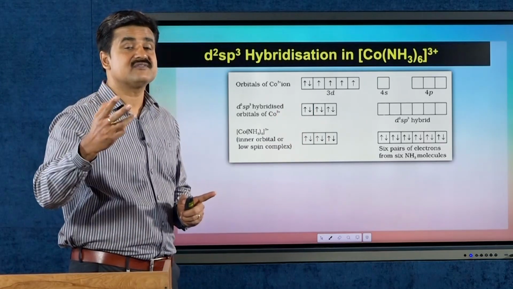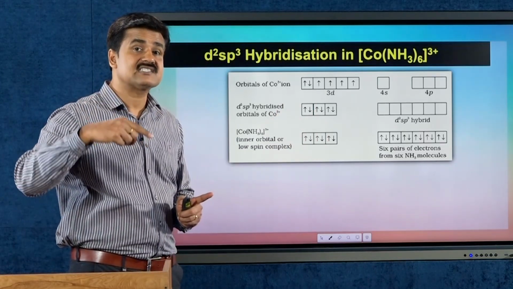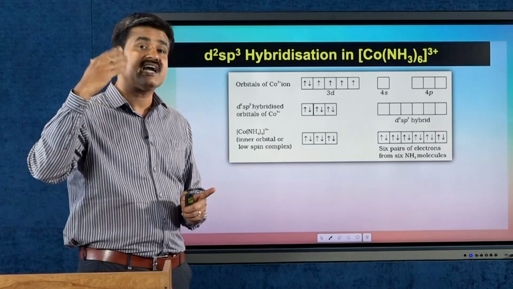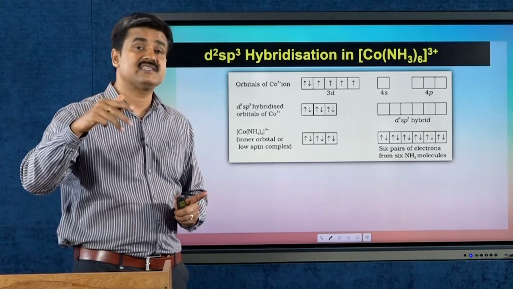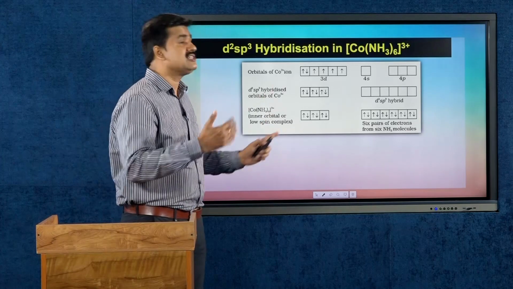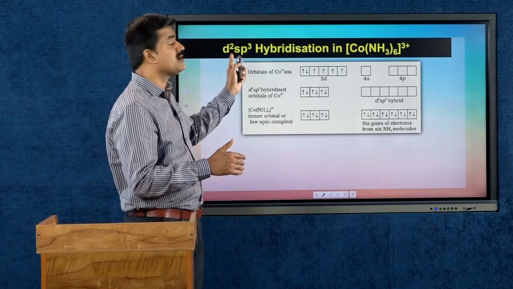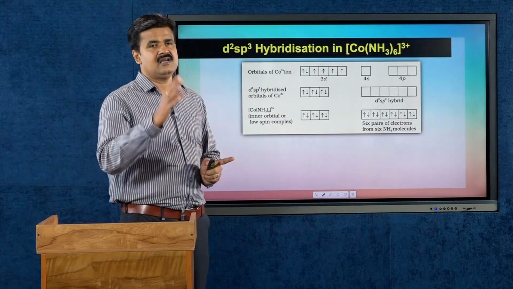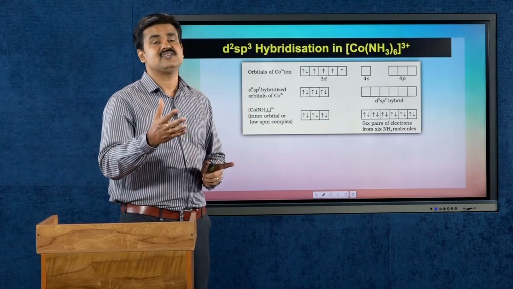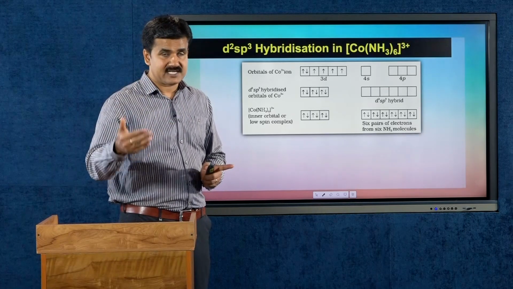However, in the case of CoF6 3-, the participating d orbitals are from 4d. That's why the hybridization there is marked as sp3d2. But here the participating d orbitals are from the inner shell. That's why the hybridization is marked as d2sp3. I hope you got the difference between d2sp3 and sp3d2.